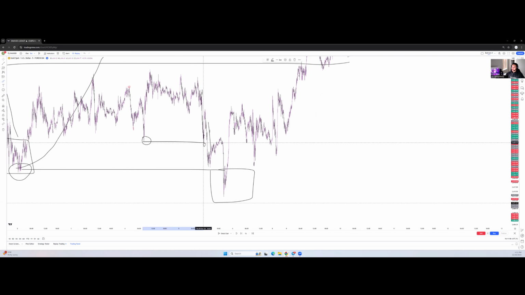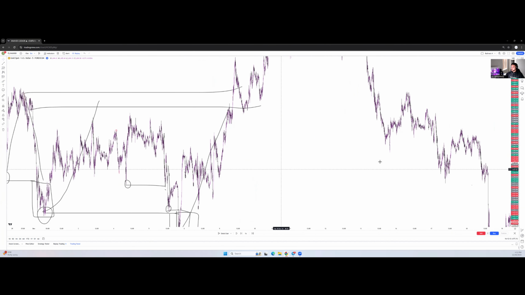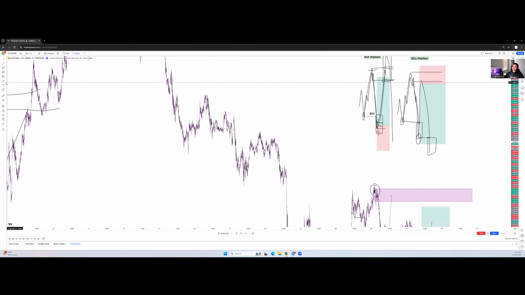Previous support, come across. This is your BOS, and this area is your buy box. Same here. Previous support, come across. BOS, this is your buy box, and buying straight to supply, right? Let's go back over here. Right. And these setups, they're typically going to bring you between the 40 pips and 150 pips.